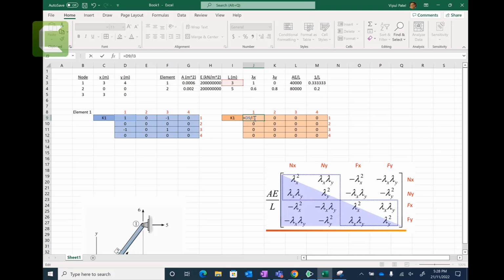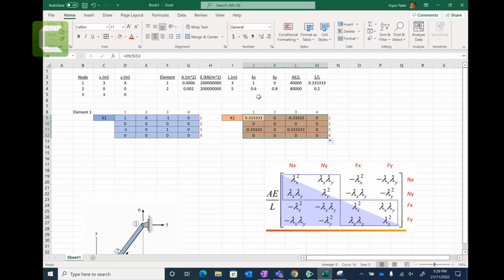How do you lock it? You can put the dollar sign here and dollar sign here, so it is not going to change. You can just watch it. You can go across and scroll it down. So you get the whole matrix that is AE 1 over L.